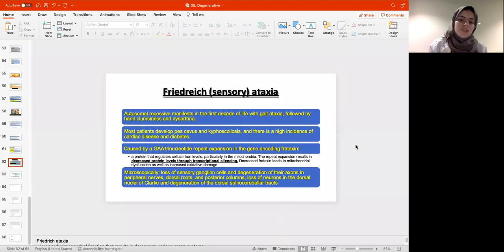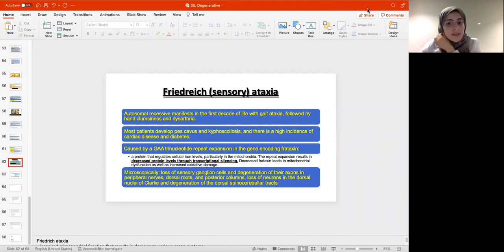The cell develops oxidative damage because of the accumulation. Then this leads to Friedreich ataxia, because this specifically happens in cells in the cerebellum. So that's basically what's written here. The repeat expansion results in decreased protein levels through transcriptional silencing. If you don't have frataxin, you'll have mitochondrial dysfunction and then oxidative damage, and then the cell dies.